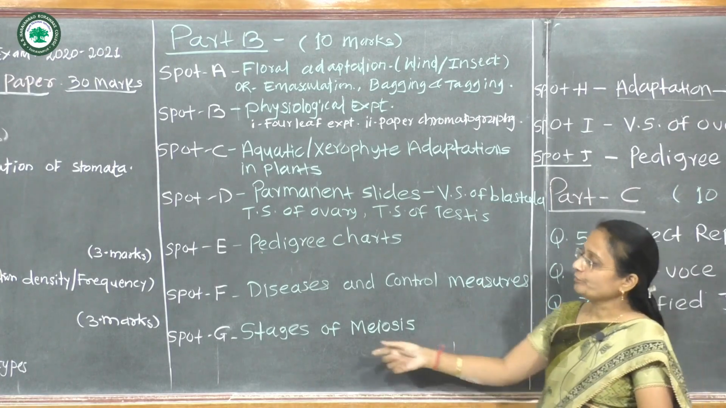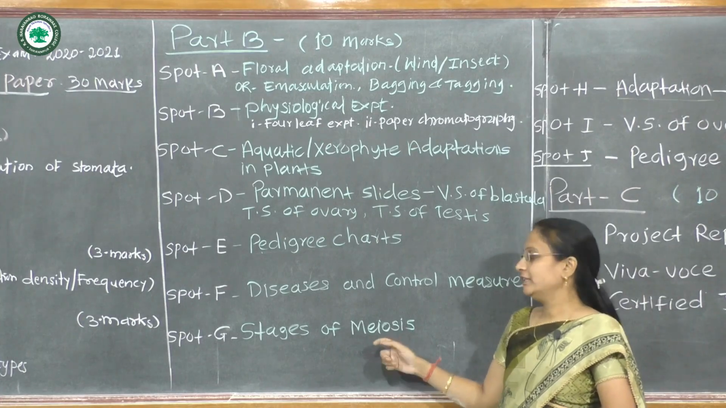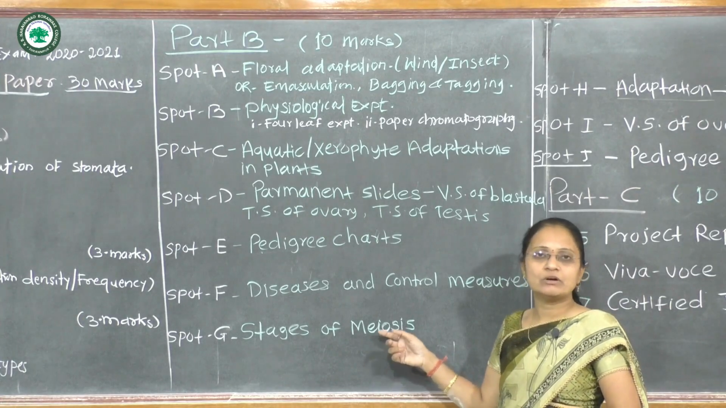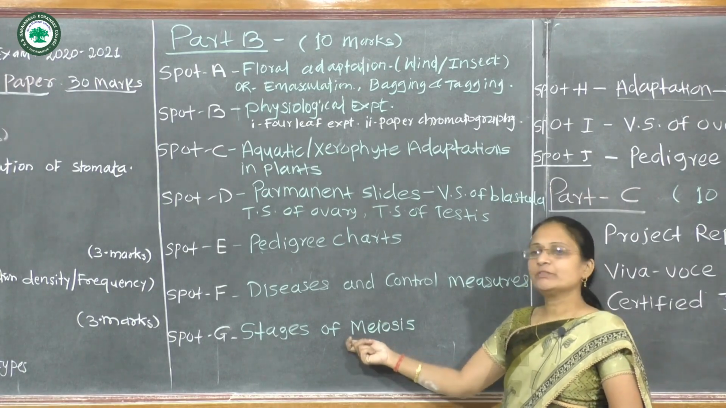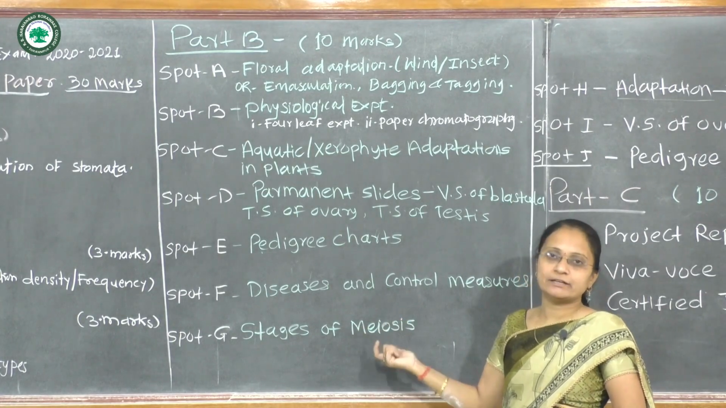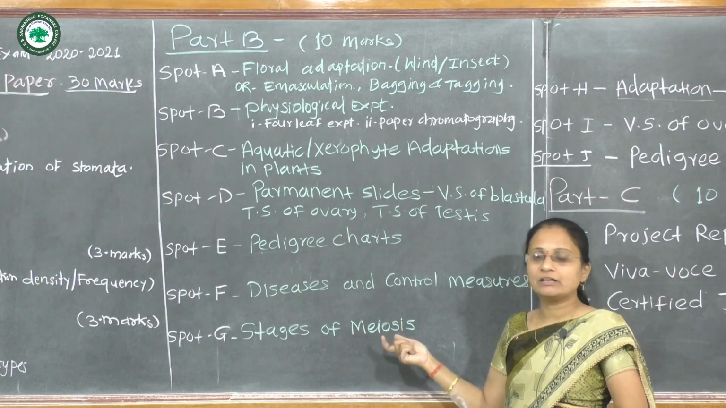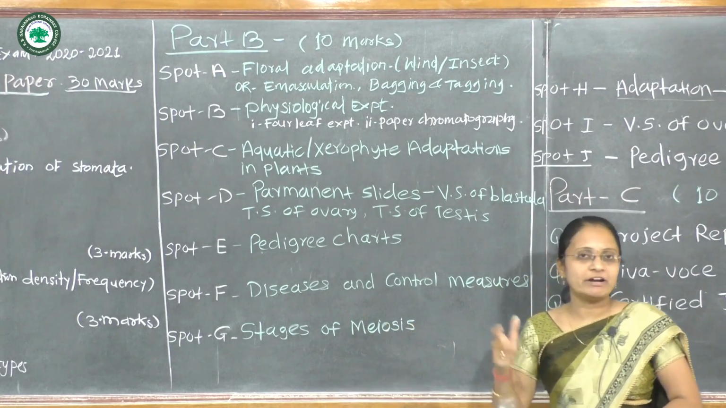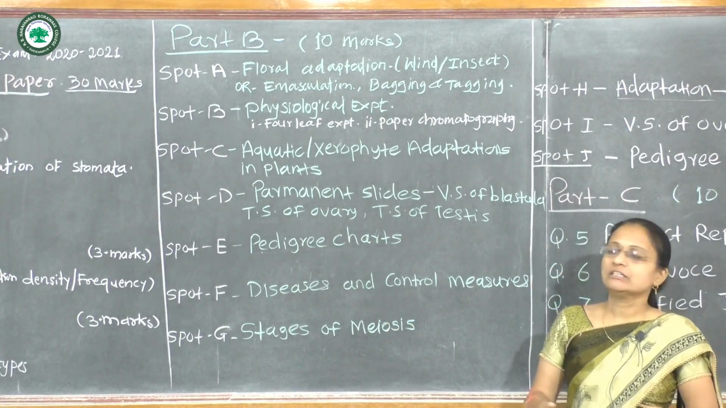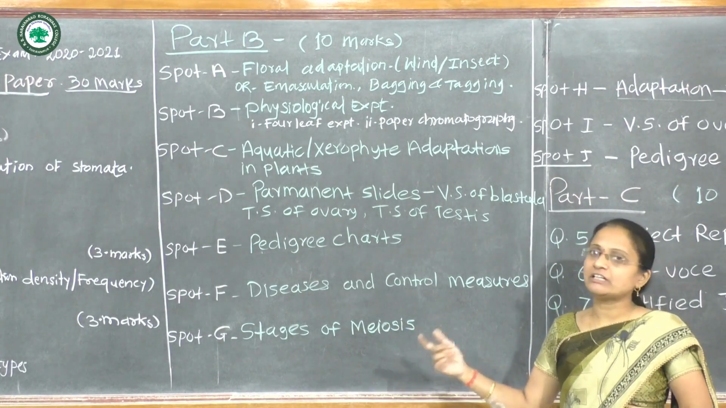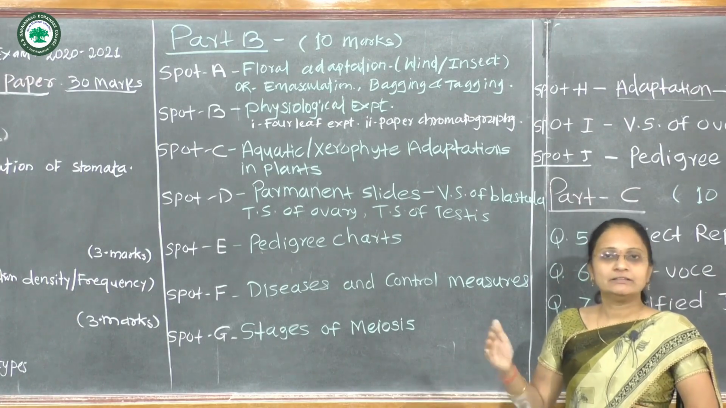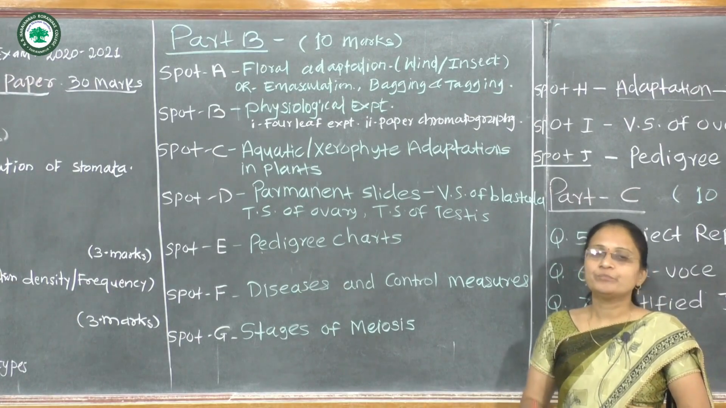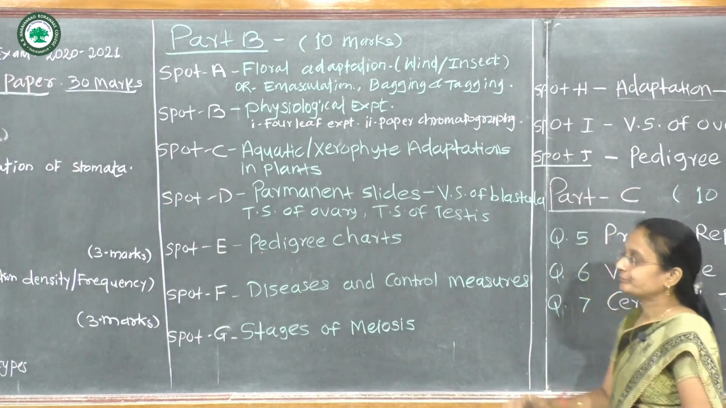Now the stages of meiosis. You have already studied these stages in the 11th standard. There are various stages from meiosis first to meiosis second. Meiosis first is again divided into various stages, then meiosis second follows with prophase, metaphase, anaphase, telophase. You have to identify and describe those stages.